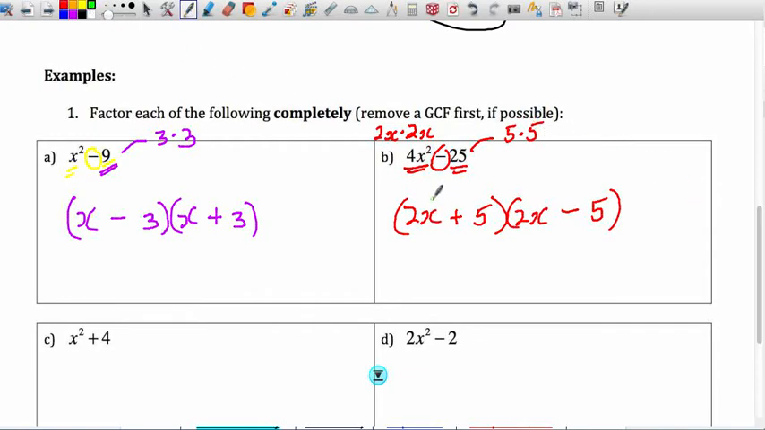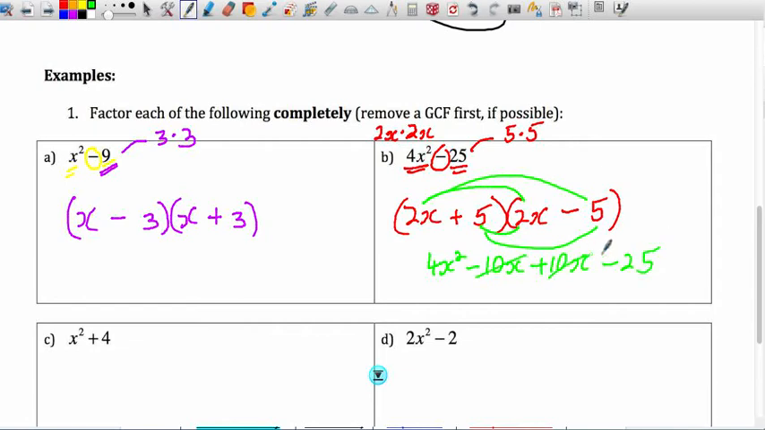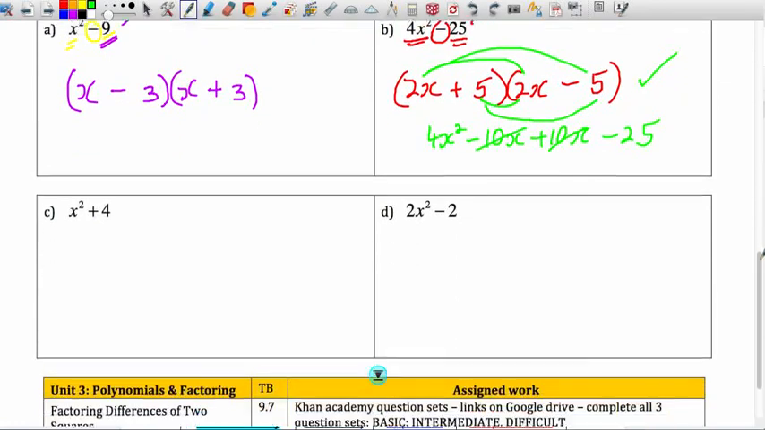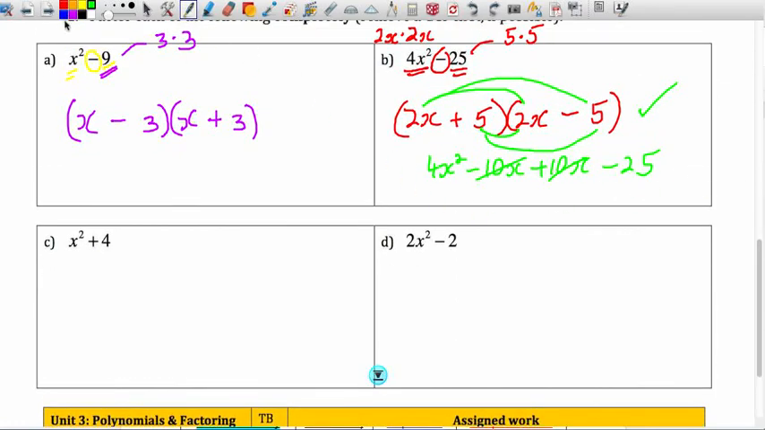Again, I'll go through a very quick rainbow just to confirm that this works. 4x squared minus 10x plus 10x minus 25. Middle two drop out and we go back to our original question, and this just confirms that our factorization was correct. Okay. What I'm going to do is jump ahead to question D, and question D is slightly different because of what we see when we look at it.